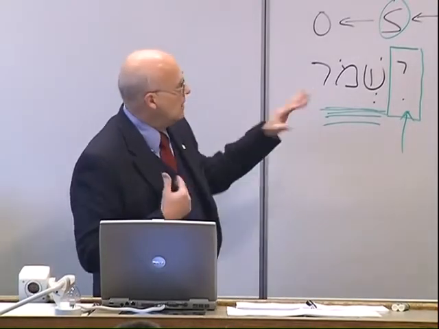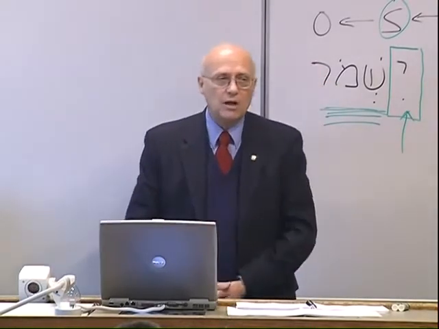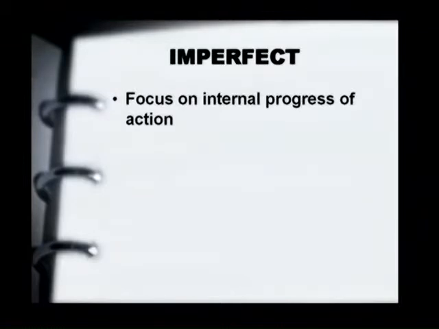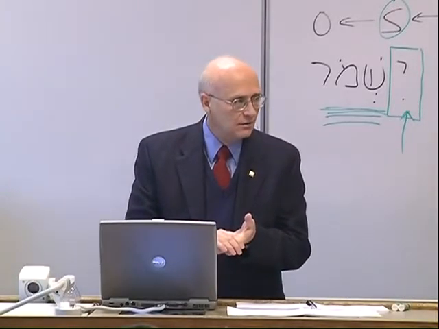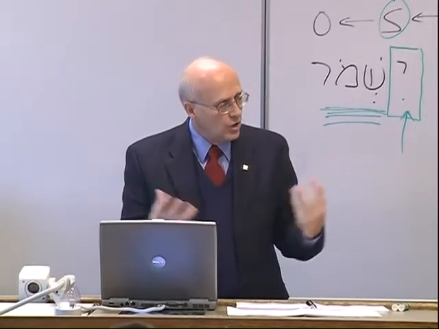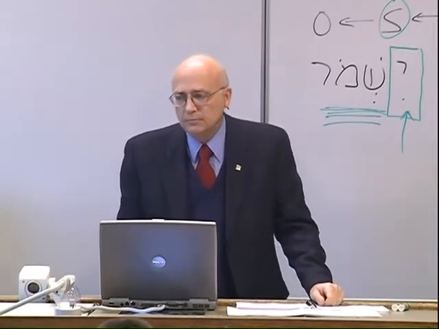The focus in the imperfect is on the internal progress of the action. If the focus is on the action, it's on the internal progress of the action. By that, it's whether the action is beginning, he began to keep, or it's repeated, he repeatedly kept, or it is continuous, he is continually keeping, or it is culminative, he ultimately or he finally kept. You see? So those things can be involved as well.